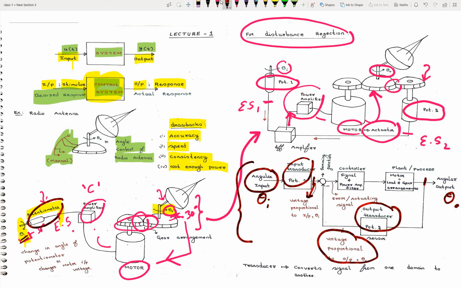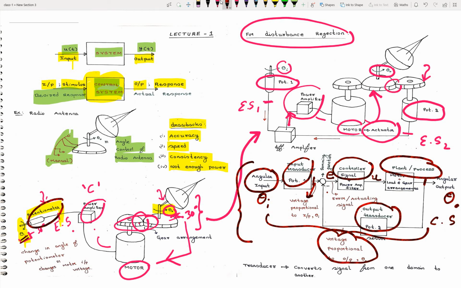We subtract this theta naught from the theta I. The electrical signal corresponding to theta naught and the electrical signal corresponding to theta I, we take the difference. The difference we call an error. That error is fed to this controller. This controller output, we name it as U, is fed as input to this plant or process. This is the basic block diagram representation we use in control systems.